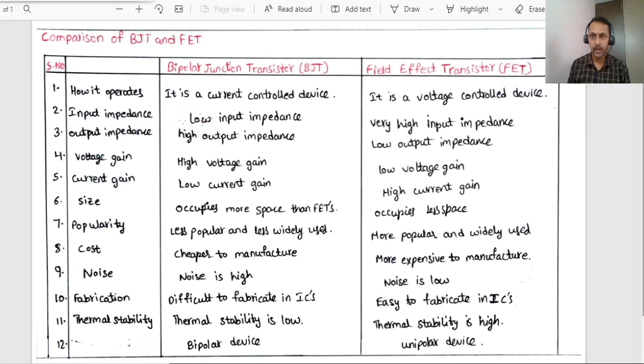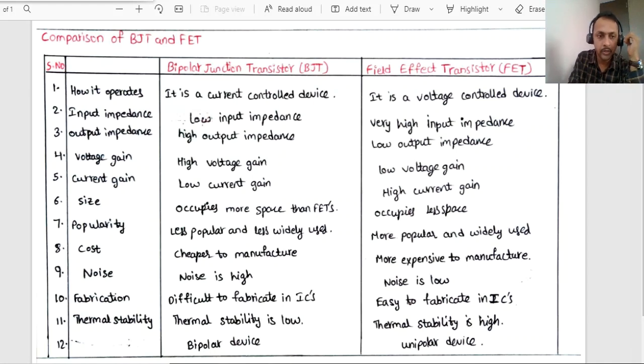In this video, we are going to discuss the comparison of BJT (bipolar junction transistor) and FET (field effect transistor). Right? This question has been asked a number of times in exams. They will ask you simply to compare the BJT with the field effect transistor.